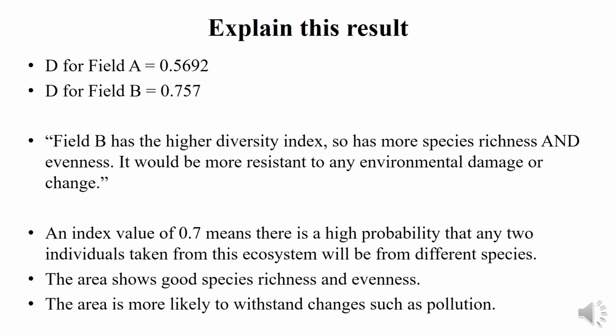As an example, if D is 0.56 in field A and 0.7 in field B, then D is very high in field B. From this index you can tell what I already explained: field B is much more diverse, much richer, and its evenness is very high. If there is any little change in field A, it is harmful to the whole ecosystem. Field B is more likely to withstand changes such as pollution or temperature, while field A is much more vulnerable.